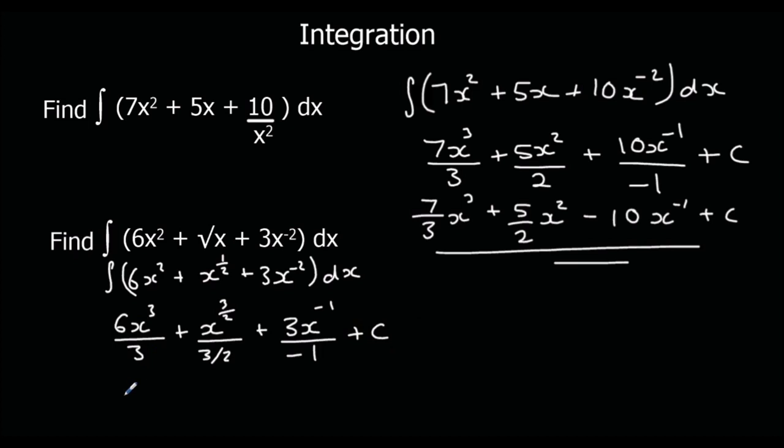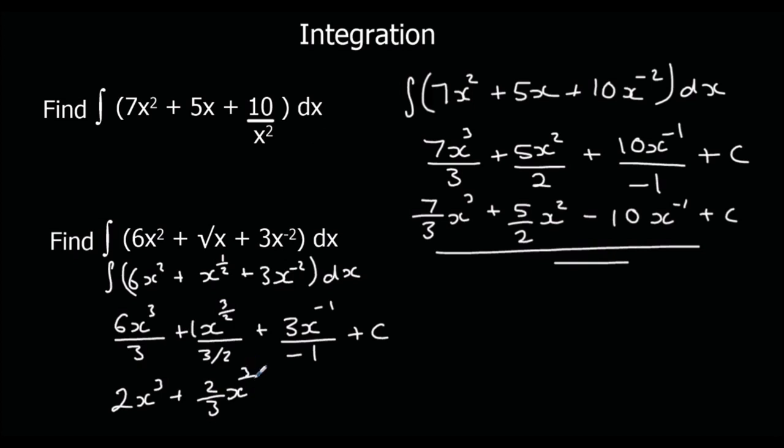So 6 over 3 is 2, so we've got 2x cubed. So we've got 1x to the half here, 1 divided by 3 over 2. When you divide by a fraction, just flip it and change it to a times. So dividing by 3 over 2 is the same as timesing by 2 over 3. So 1 times 2 over 3 is just 2 over 3.